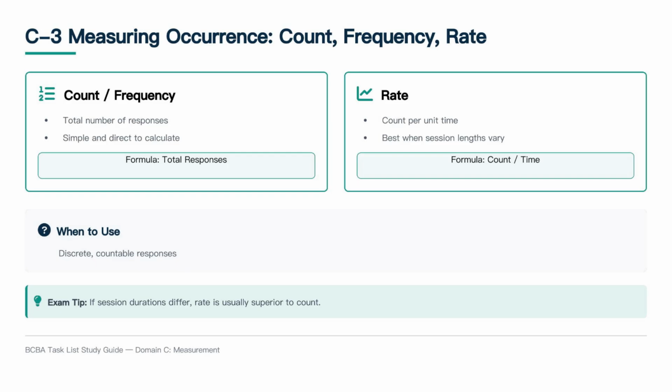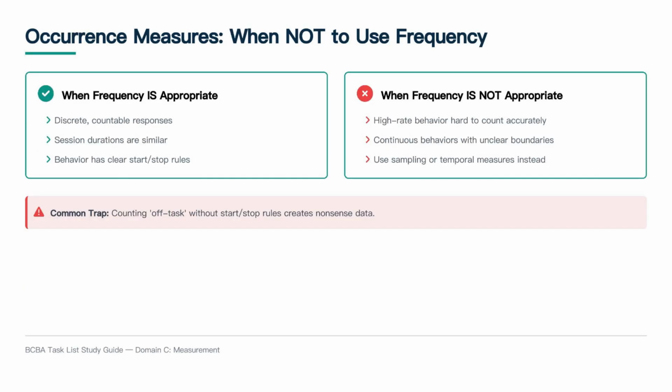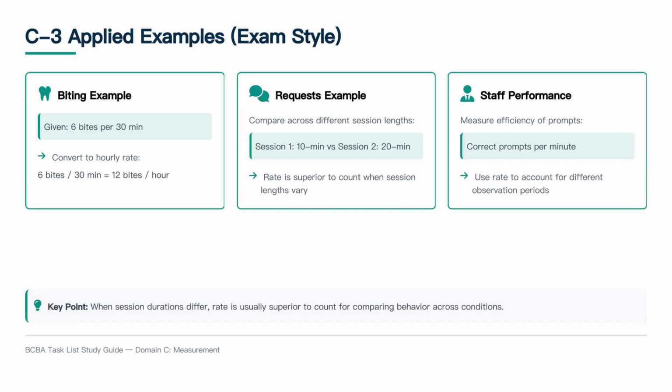And rate becomes especially important when session lengths vary, because comparing raw counts across unequal observation times can mislead you. A big exam trap is using frequency when the behavior is too fast to count accurately or when the behavior doesn't have clear boundaries, like off-task without a tight definition. In those cases, you often shift to sampling procedures or temporal measures so your data actually reflects the behavior in a usable way. Let's do the kind of quick math the exam loves.